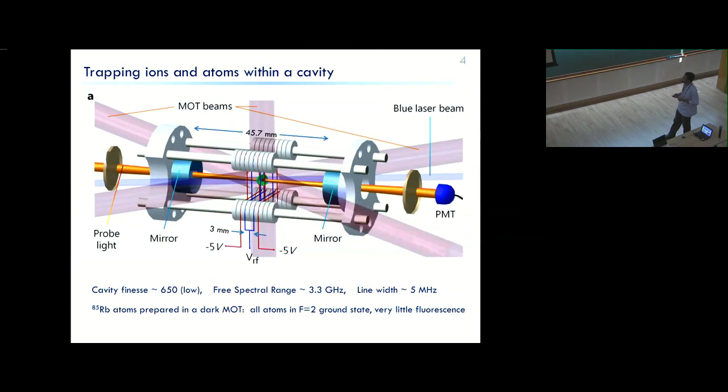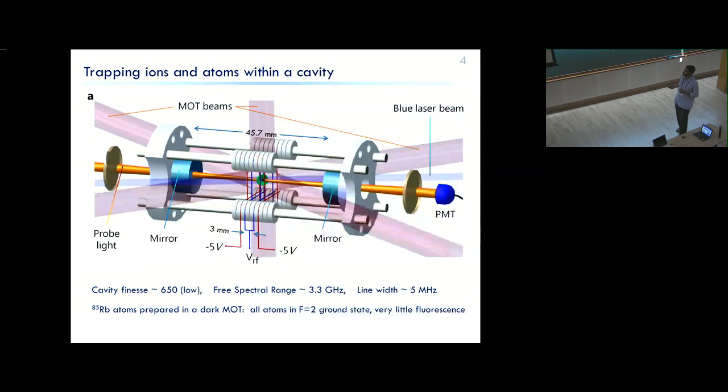Basically what we have is a pair of mirrors which forms a Fabry-Perot cavity with low finesse, about 650, so a linewidth of about 5 megahertz. If you want to probe this cavity, we send light from one direction and look at it on a PMT. And then within this cavity, we trap atoms, shown here in this red sphere. These atoms are trapped in a dark MOT. If you don't know what it is, basically all the atoms are in the lowest ground state, F equal to 2 state in this case, so that there is very little fluorescence in this system, so that you can do a detection which is background free.